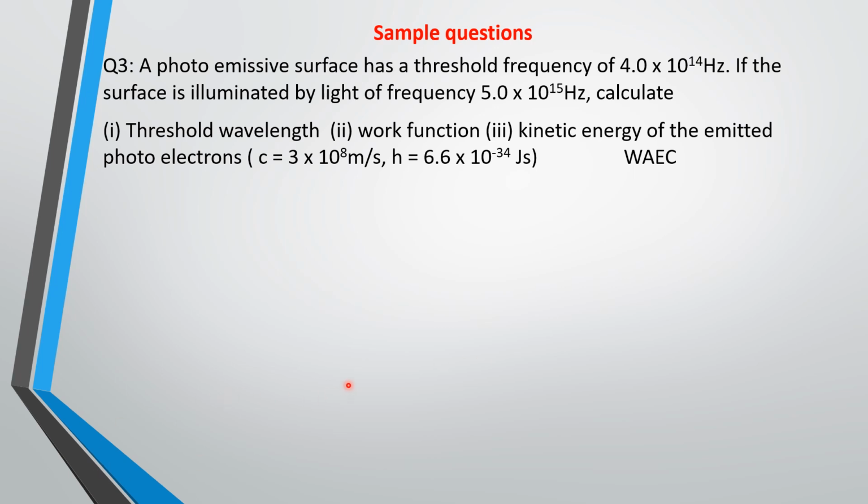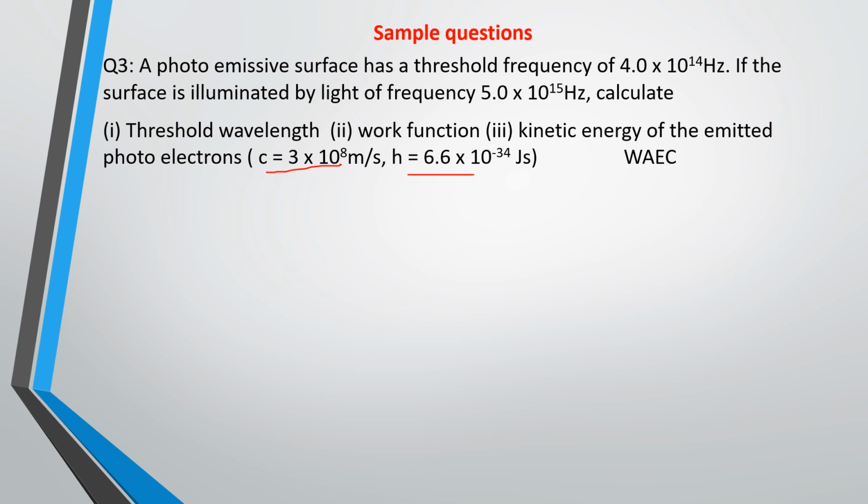Okay, so this is another problem. I want us to look at this critically. This is a WAEC theory question. A photoemissive surface has a threshold frequency of 4.0 times 10 to the power 14 Hz. If the surface is illuminated by light of frequency 5.0 times 10 to the power 15 Hz, calculate 1. Threshold wavelength, 2. Work function, 3. Kinetic energy of the emitted photoelectrons. You are given the velocity of light and the Planck constant.